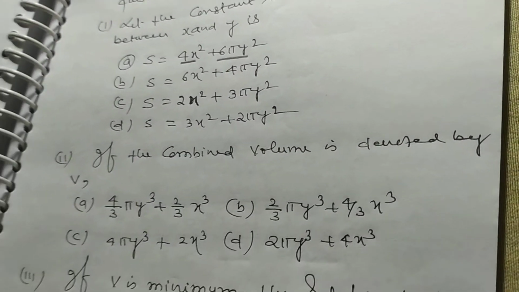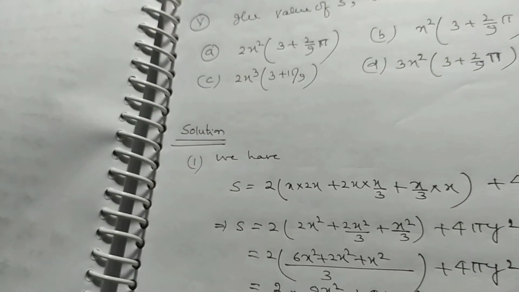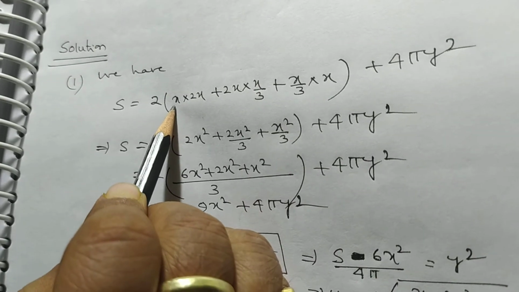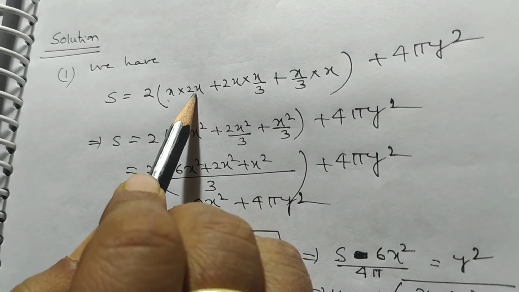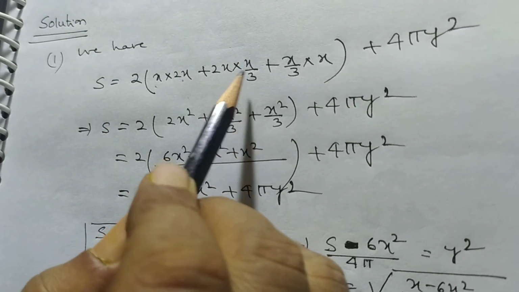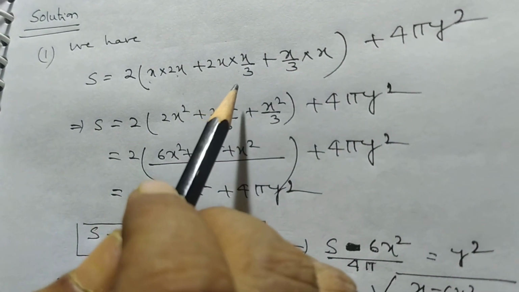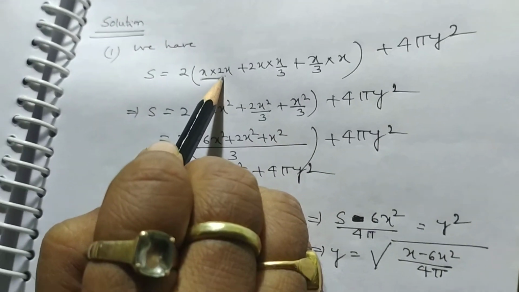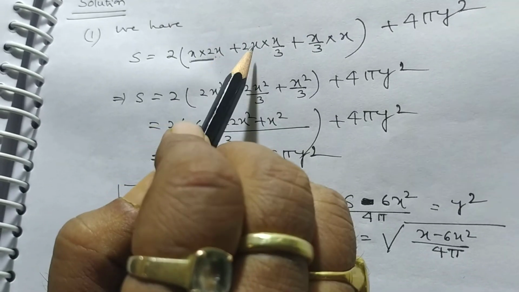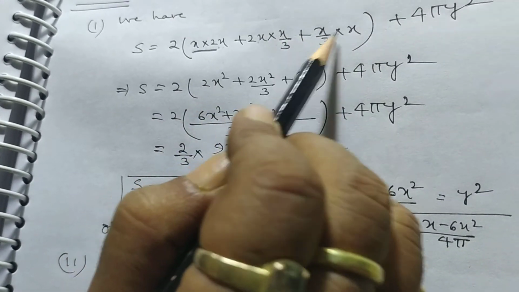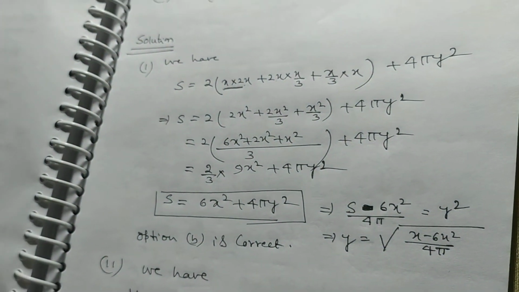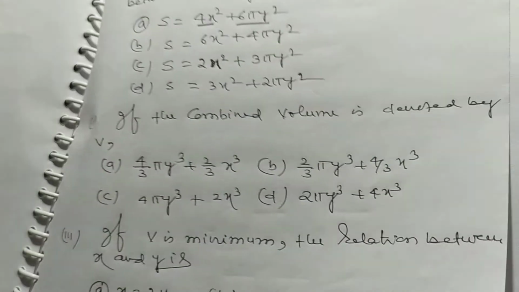I want to discuss one by one. Now, it is a rectangular parallelepiped, so its surface area is twice length into breadth, twice breadth into height, and twice length into height. Length is x, the breadth is 2x, breadth into height, length into height, and 4πr square. Surface area of a sphere is 4πr square. Here it is given.